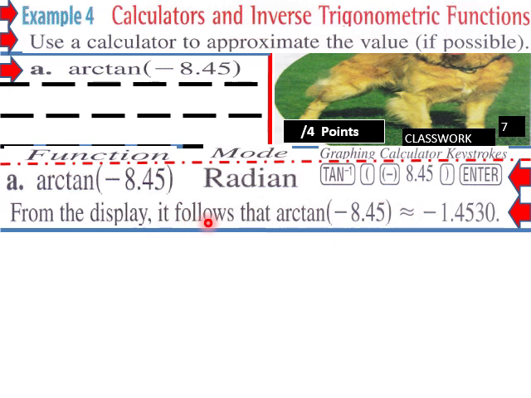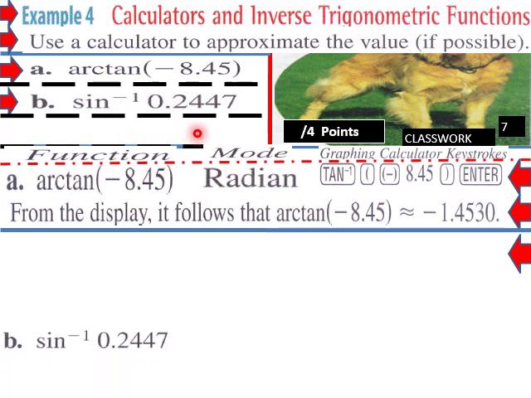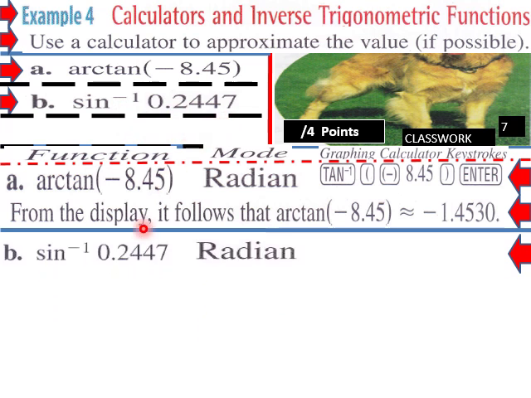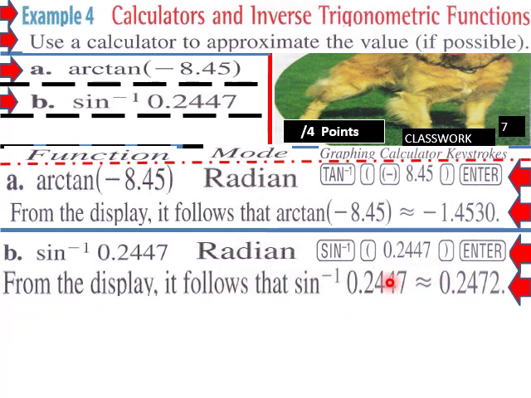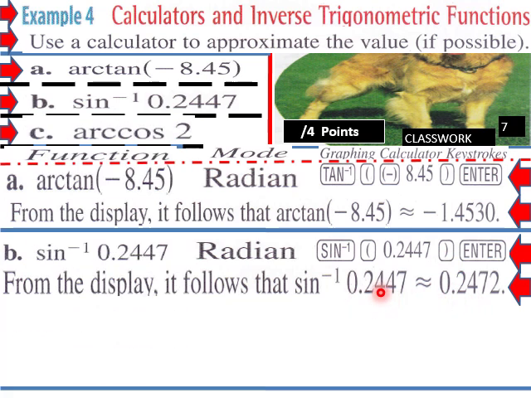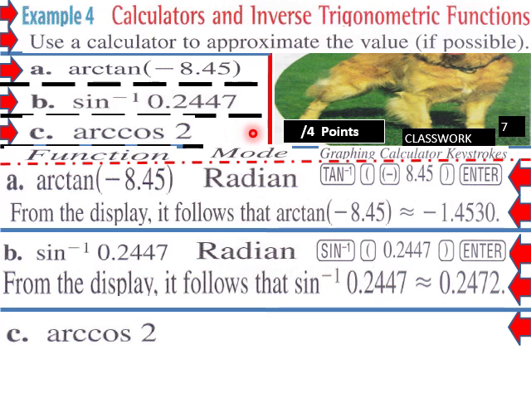Then we hit enter, and from the display you would get this number here, negative 1.4530. And then sine to the negative 1 of 0.2447. So there's your entry there. We're going to use radian mode, and this is how you would enter it into your graphing calculator or any scientific calculator. Sine to the negative 1, and then in parentheses 0.2447, and then you would get this number here, 0.2472.